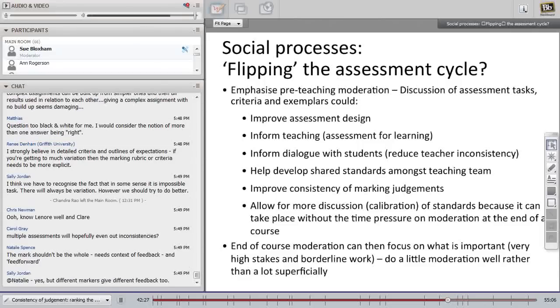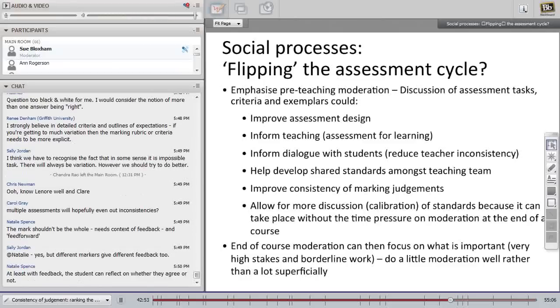It also may inform teaching if people have had to think and discuss what it is that they want students to learn and demonstrate in their assessment. It also may inform dialogue with students. One of the things that comes up in satisfaction surveys, etc., is that students complain that teachers give different guidance for the same assignment, or they have different standards. Now, if the tutors or the teachers have discussed the standards in advance, maybe the dialogue they have with students is likely to be more consistent.